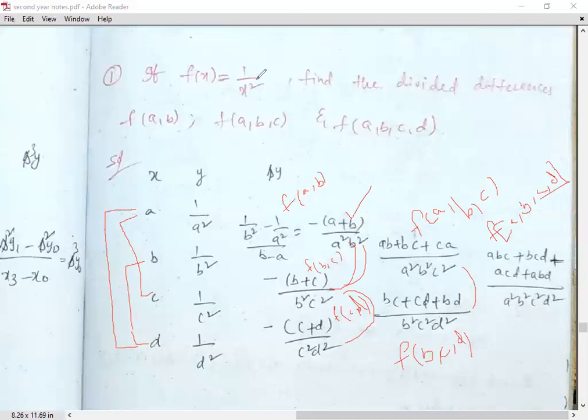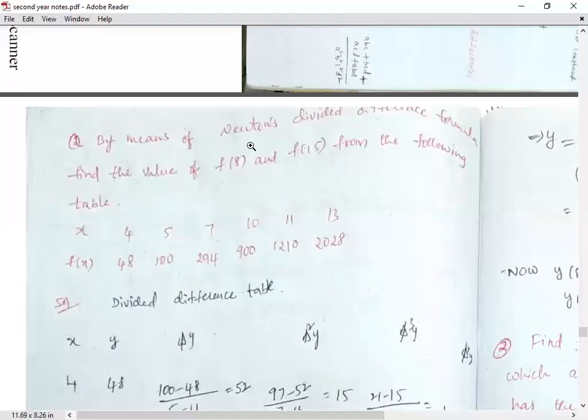Let us see one problem. The problem is: by means of Newton's divided difference formula, find the value of f of 8 and f of 15 from the following table. X and y equal to f of x values are given here. The first point is we need to form the divided difference table, and by using the formula we can find f of 8 and f of 15. So let us see the divided difference table first.